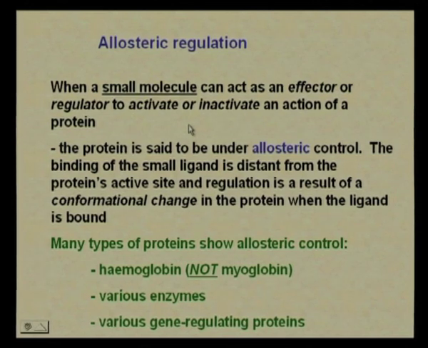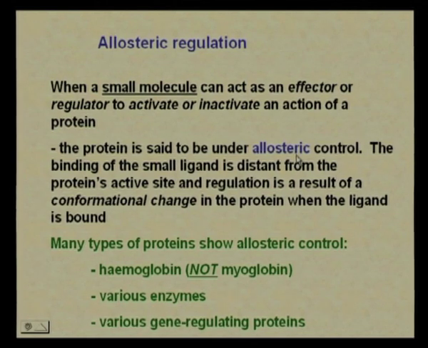Now, what do we mean by that? When this small molecule, for example, we will be doing hemoglobin later on. For example, we know that hemoglobin binds oxygen. Oxygen is a small molecule that binds to hemoglobin. Now, hemoglobin, when oxygen is bound to it, it acts as an effector or regulator into activating hemoglobin. What does that mean? The protein is said to be under allosteric control.